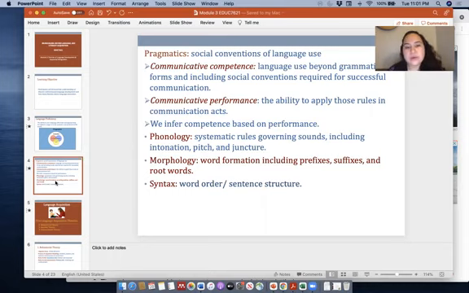So we usually infer cumulative competence based on performance. The way you apply rules of language and your knowledge of social conventions is indicative, for a lot of people in society, of your ability to communicate and use language.